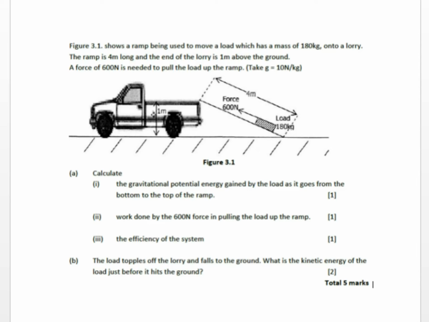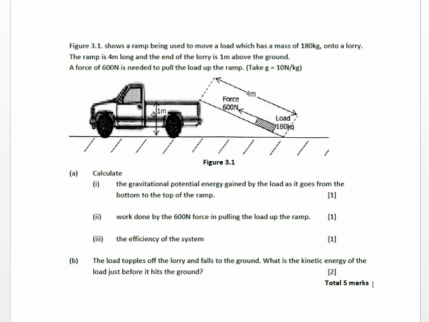Figure 3.1 shows a ramp being used to move a load which has a mass of 180 kg onto a lorry. The ramp is 4 meters long and the end of the lorry is 1 meter above the ground. A force of 600 newtons is needed to pull the load up the ramp. Take gravitational field strength, G, equal to 10 newtons per kg.